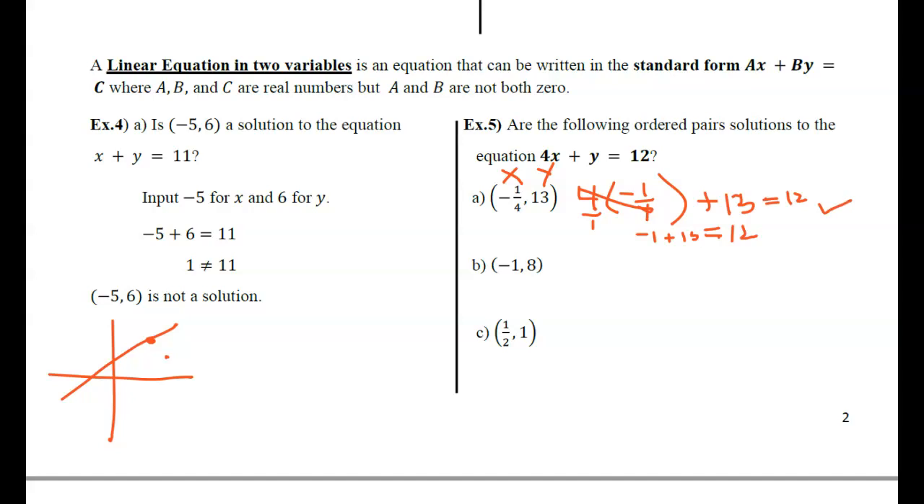I'm going to leave the other 2 for you to go through. So if it comes out like it did in example 4, 1 does not equal 11, that tells us it's not a solution. When it comes out true, like it did in example 5 part A, we can see, yes, this is a solution. So yes, this one is a solution.